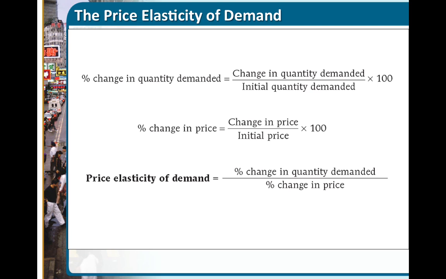So how do we calculate this? Well, you can see here it's the change in quantity demanded divided by initial quantity demanded, which will get you a percent change in quantity demanded, and then the change in price divided by the initial price will equal your percent change in price. There's your numerator, there's your denominator, here and here. So if you're not good with percentages, I suggest you brush up on that because we're going to do a lot of that in this chapter.